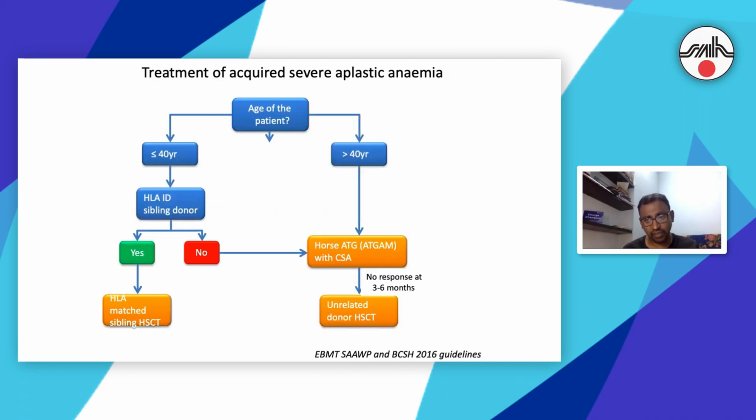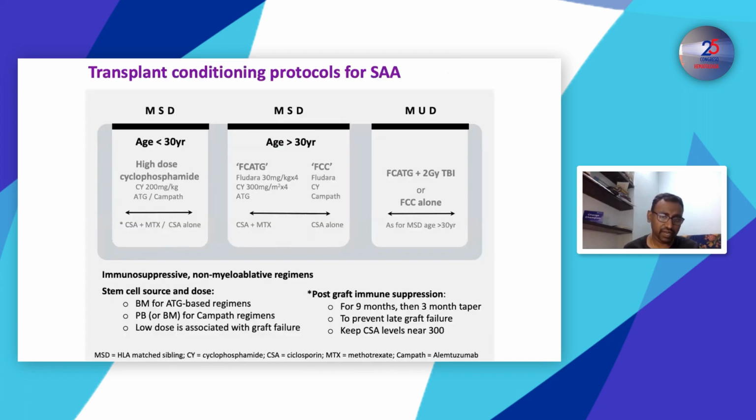If you're more than 40 or do not respond to ATG and cyclosporin, would you go for an unrelated donor transplant? So there are various transplant conditioning protocols for severe aplastic anemia, depending upon sibling or unrelated donor. But predominantly, it is cyclophosphamide based, with high-dose cyclophosphamide with ATG, and cyclosporin and methotrexate being the GVHD prophylaxis. Or if you're older than 30 years, or if it's a matched unrelated donor, there is use of fludarabine commonly along with cyclophosphamide and ATG.